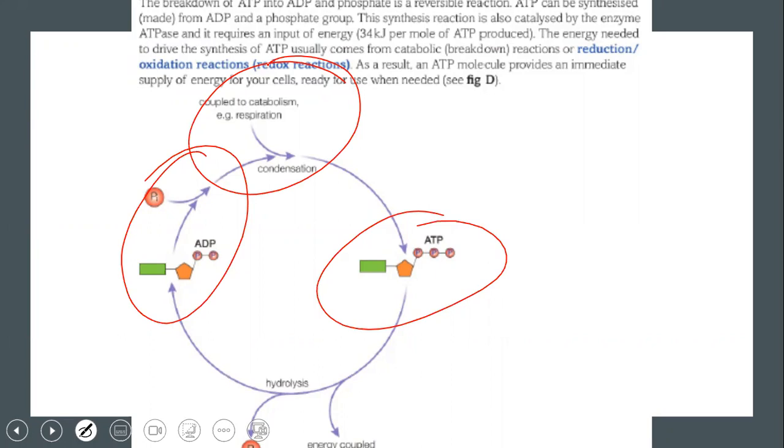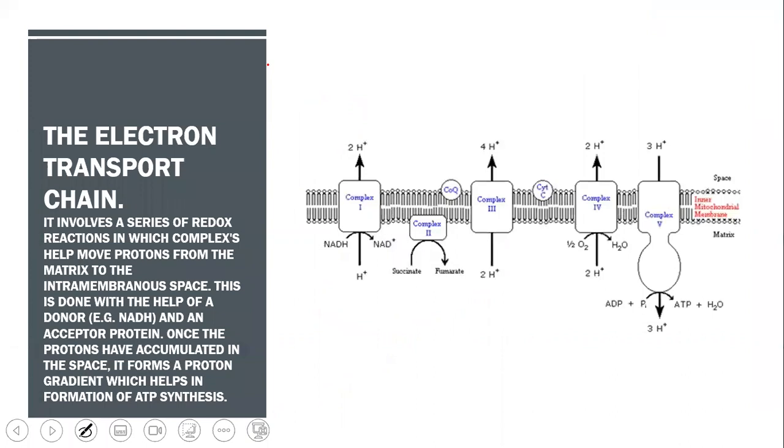To combine ADP back with the phosphate group and again make ATP, for that we need energy. So that energy will come from the redox reactions, and that's what we're going to study. How is this ATP made? Where are we getting this energy to combine the ADP back with the phosphate group and give us ATP?